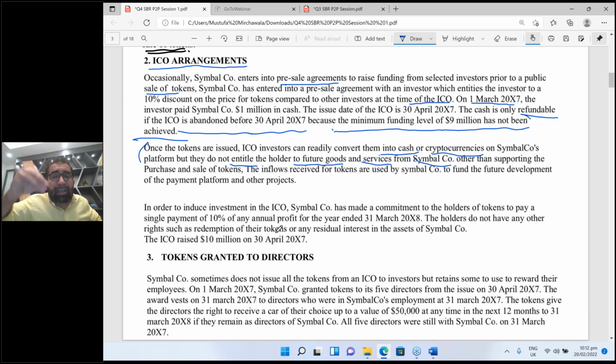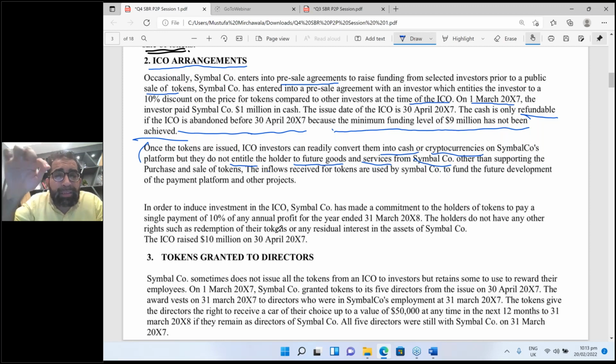Means symbol company does not have any obligation to give anything in future. I'm talking about 30th April X7. Please show some energy. On 30th April X7, when the tokens are issued to investors and the company received cash, from that date there is no obligation on this company. Symbol company has no obligation. They do not entitle the holder to future goods or services from symbol company. There is no obligation on symbol company.